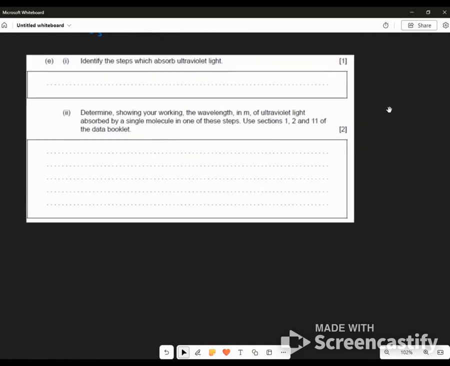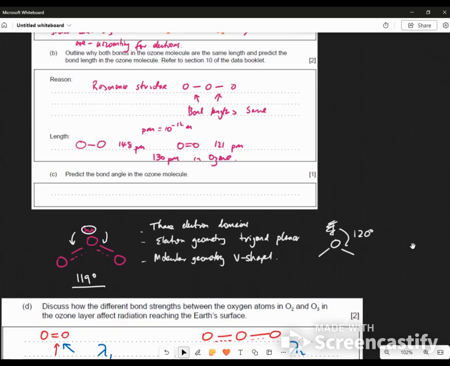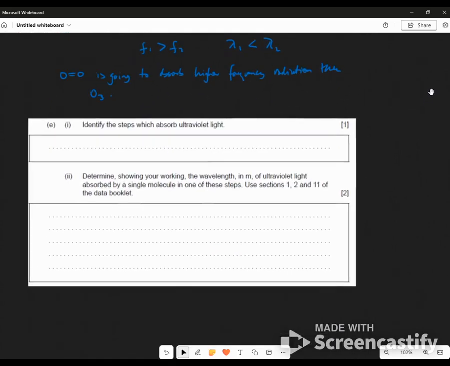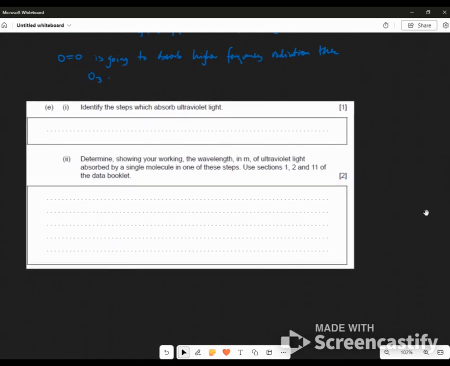Identify which steps absorb ultraviolet light. Well, if you go to the top here, the steps that are going to absorb are going to be bond breaking. So this is going to be an absorption because we need to break the bond. This is bond making, so that's going to be an emission. This is breaking a bond, so this is going to be absorption as well. And this is bond making, so that's going to be an emission. So steps 1 and 3 are going to be absorption. Simple as that. So the steps in which ultraviolet is absorbed are step 1 and step 3.